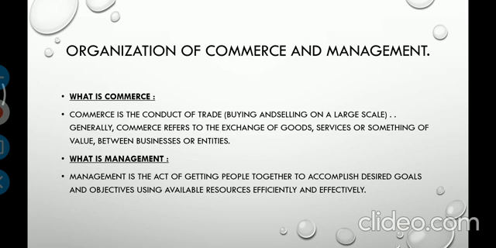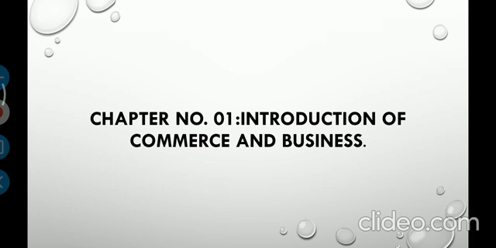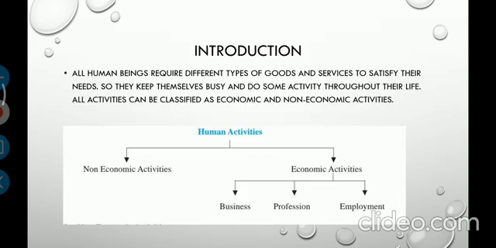So here we are going to start with our very first chapter, that is Introduction of Commerce and Business. What do you mean by introduction, commerce and business? I have made it clear. What is commerce? Commerce is buying and selling of goods and services, exchange of goods and services within 2 entities. What is business? It is similar. Business is buying and selling of goods and services for economic benefits. We'll come to it later on.